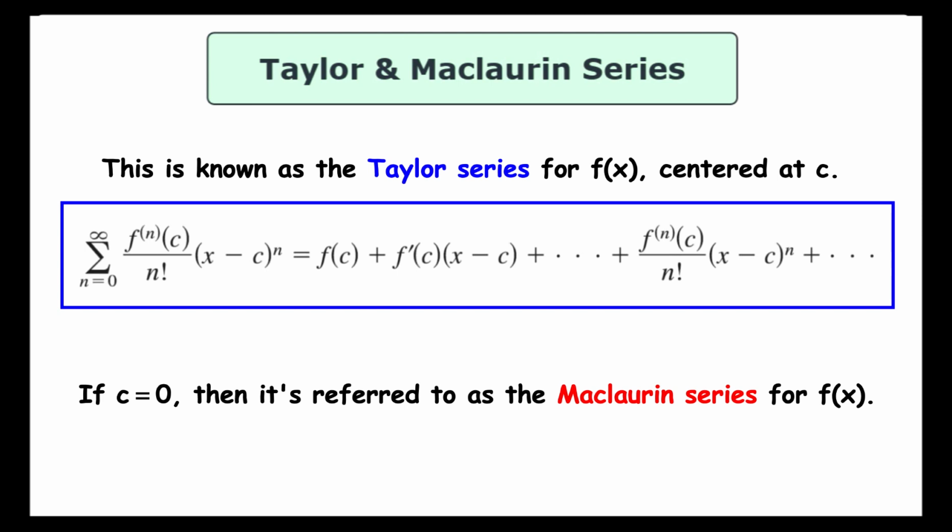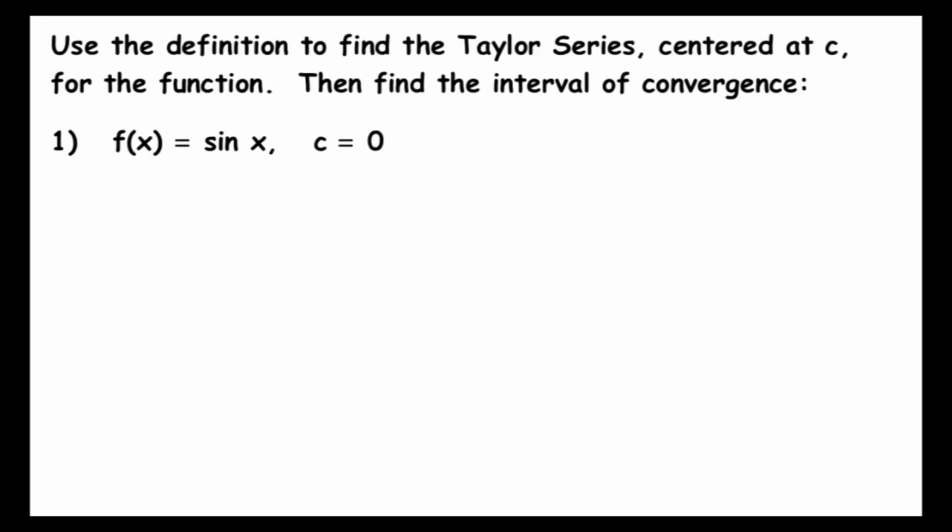Instead of doing Taylor and Maclaurin polynomials, now we're going to be doing Taylor and Maclaurin series. Okay, here's our first example. We have f of x equals sine of x. We're centered at 0, so this is, in fact, a Maclaurin series. And we want to find the interval of convergence.